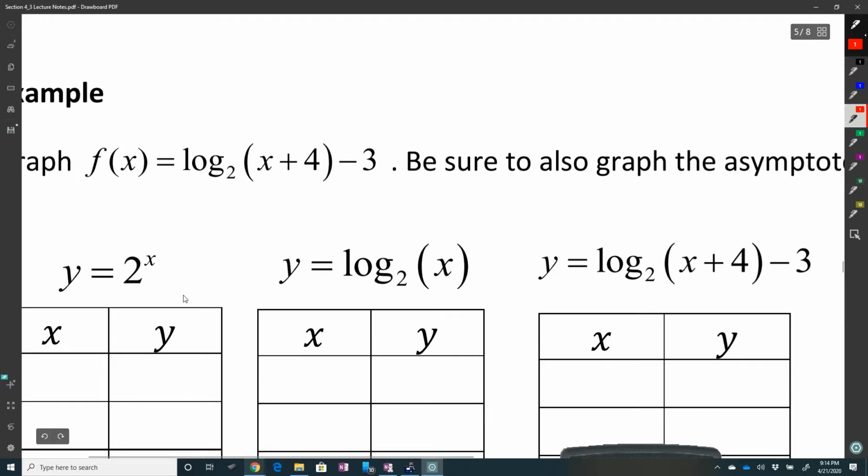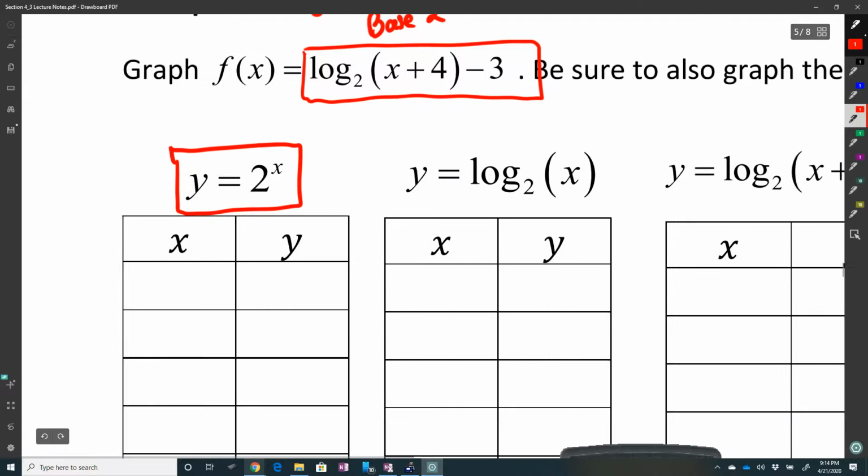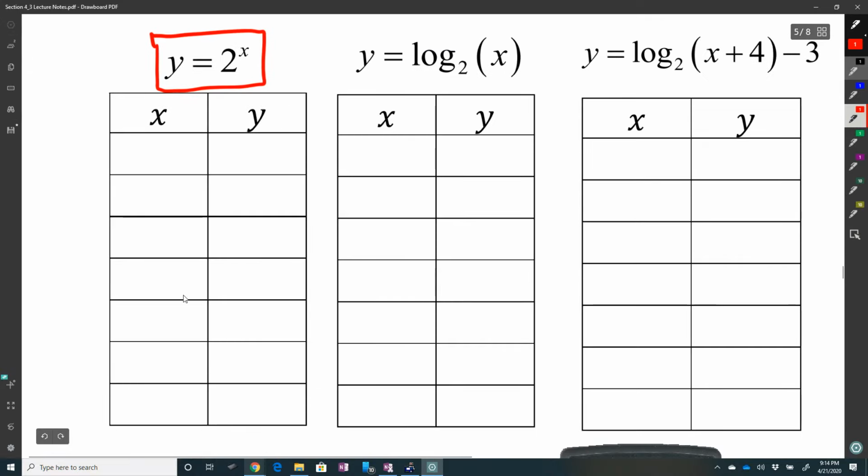Anyway, so graph this equation. And again, no me gusta. So we notice that this is base 2. So what I do is I graph the exponential for base 2 instead. I know it seems like, oh my god, I'm making 3 separate boxes, but this makes it so much easier, okay, whenever you're graphing transformations.